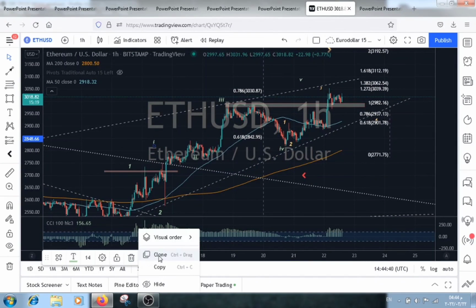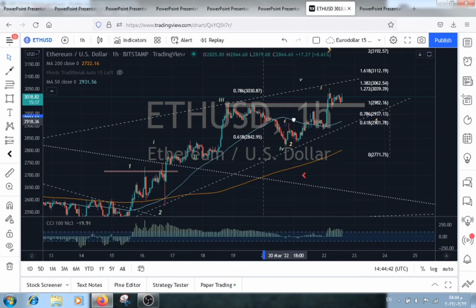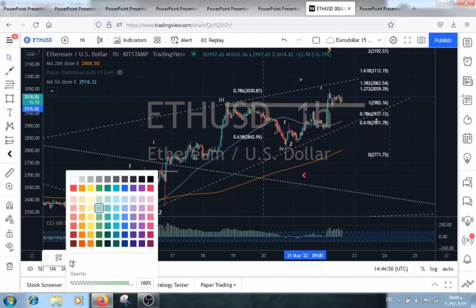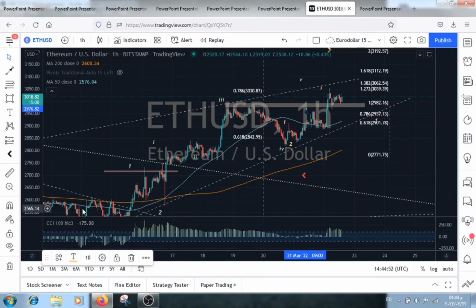So it is the same projection as with Bitcoin, that we are going to be taking out one cycle level altogether and moving on to the next cycle level immediately. Taking out one cycle level altogether means you are taking out one neckline altogether.